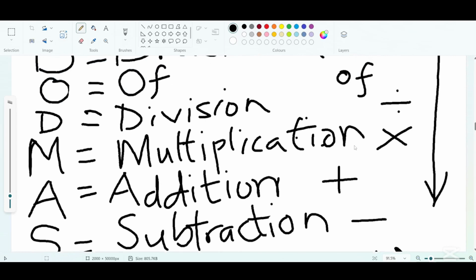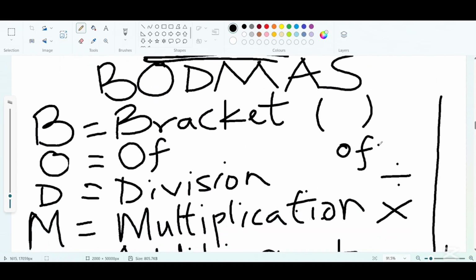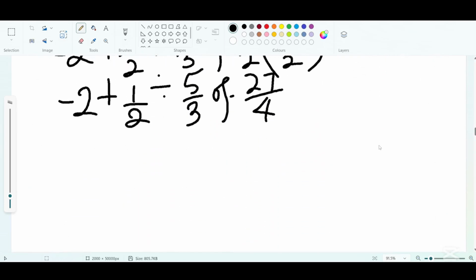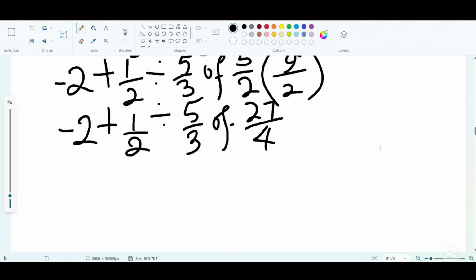So the next in the list after bracket is "of", and that's the one we are going to deal with after we are done with the bracket. So "of" means times. It's the same thing as times. Yeah, so "of" is just like multiplication. So whenever we see "of" in an expression, it shows that this number is multiplying this.